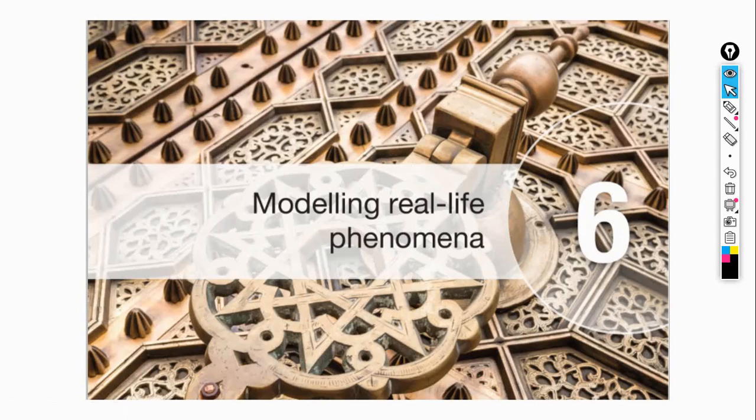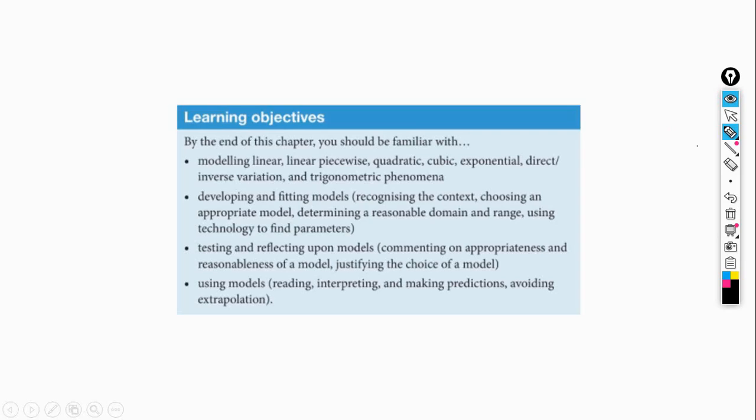Hello everyone. So in this video we will begin with chapter 6, Modeling Real-Life Phenomena. So let's talk about the learning objectives. By the end of this chapter you should be familiar with modeling linear, piecewise, quadratic, cubic, exponential, direct or inverse variation, and trigonometric phenomena. Developing and fitting models, recognizing the context, choosing an appropriate model, determining a reasonable domain and range, and using technology to find parameters.